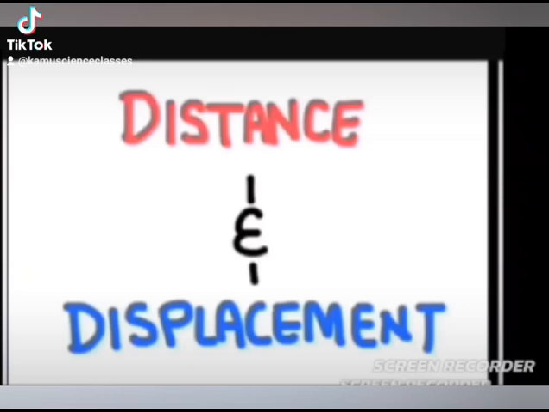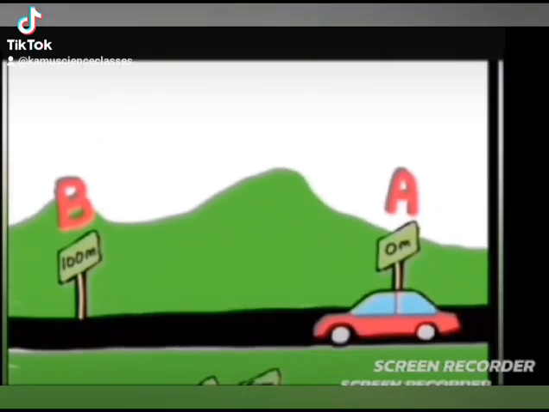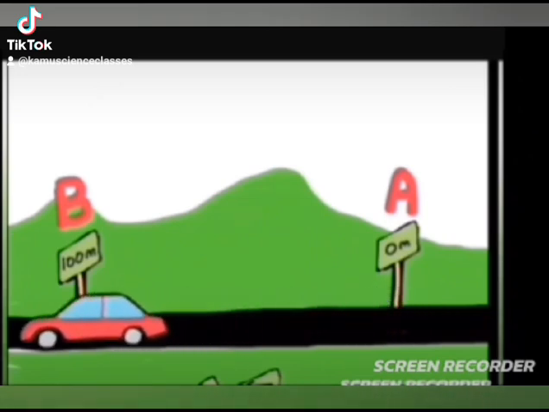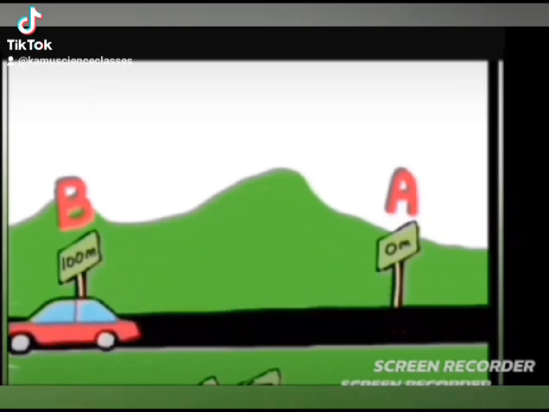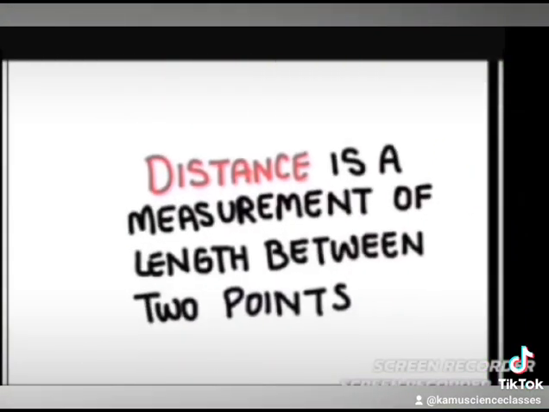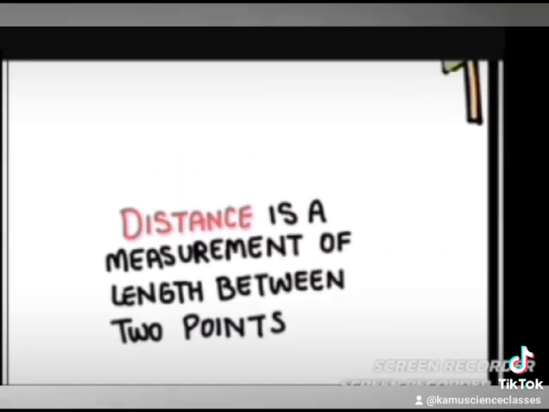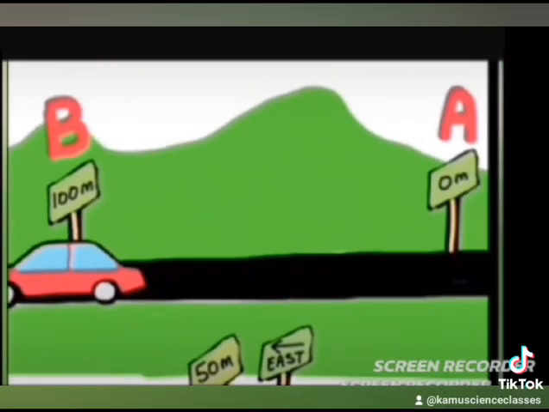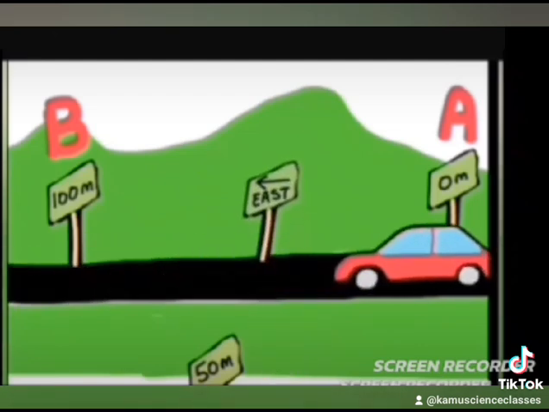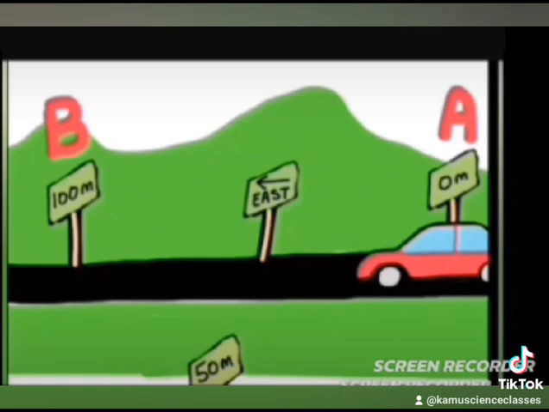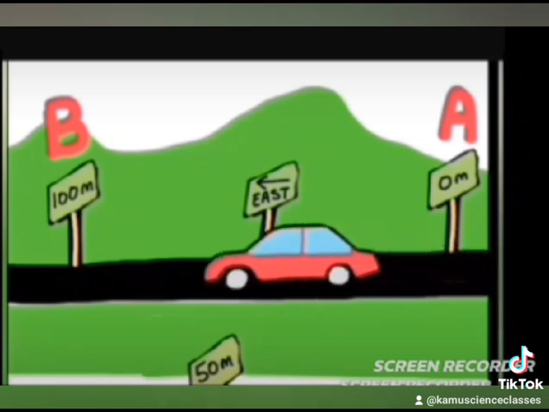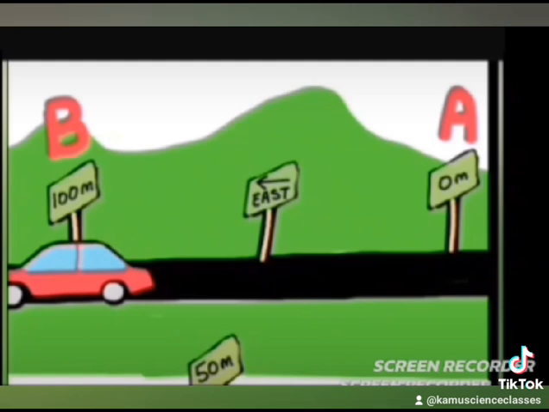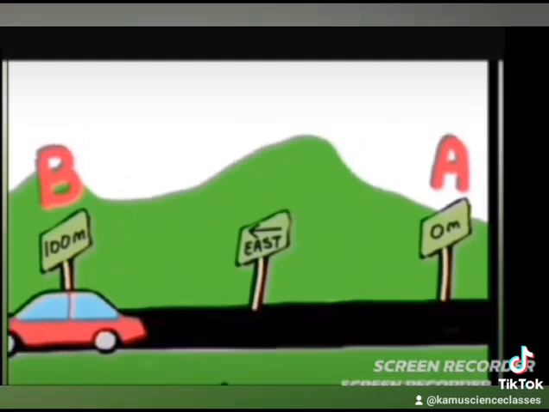Let us understand this displacement better. Here, our distance from A to B is 100 meters. But because the distance is a measurement of length between 2 points and displacement has direction, then our body moves from A to B due east through 100 meters. So our displacement will be 100 meters due east.